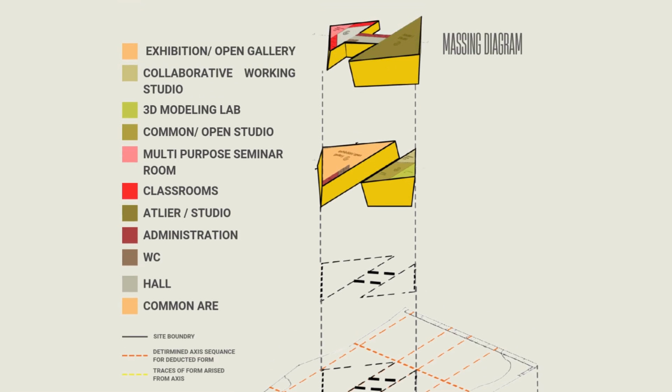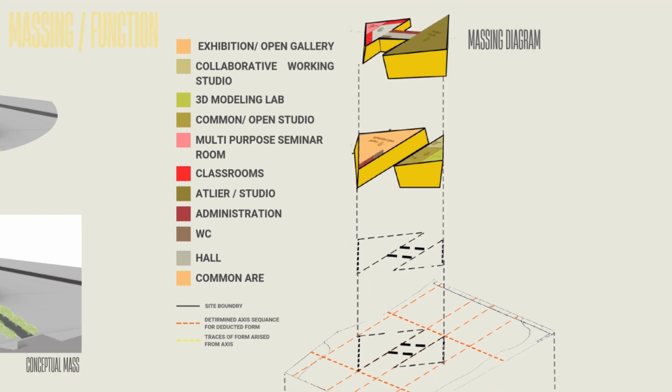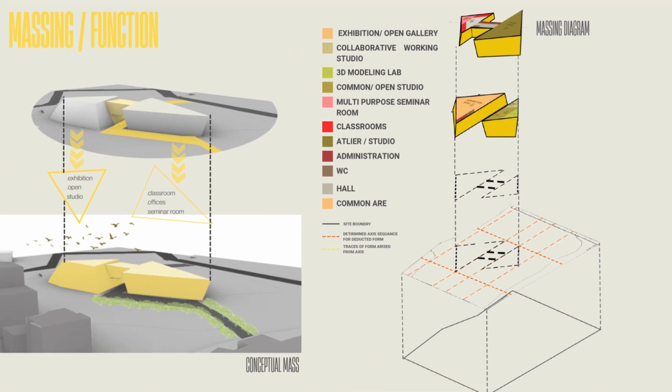Next, we projected our program onto this grid. We divided the school into two primary logical clusters. On one side, the public and open studios, which act as the face of the institute. On the other, the core academic spaces, including classrooms and seminar rooms.